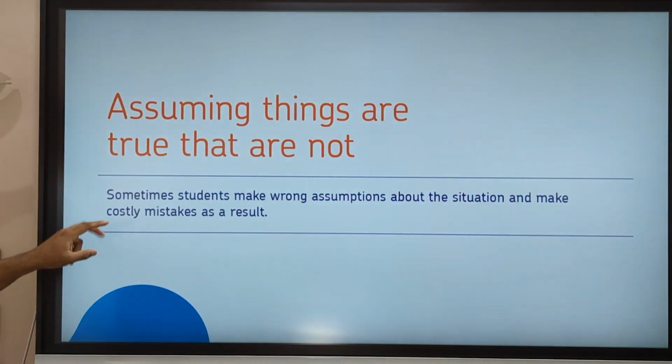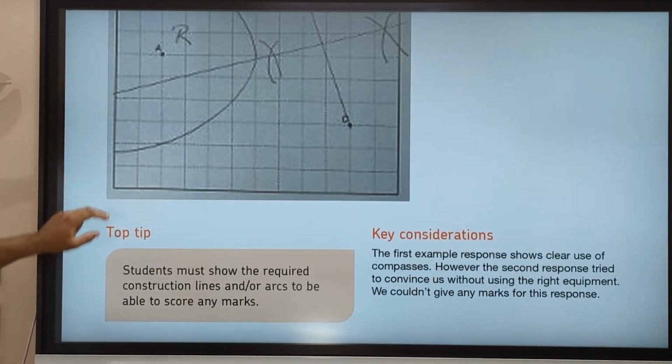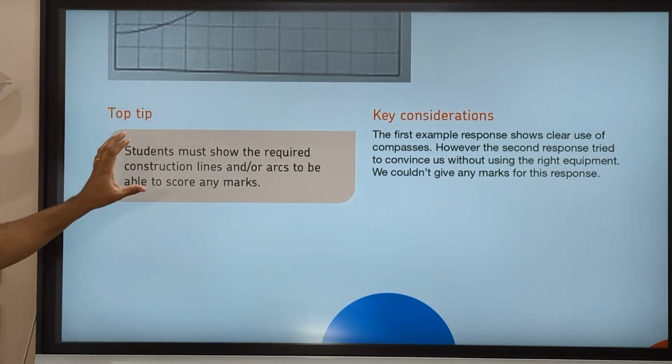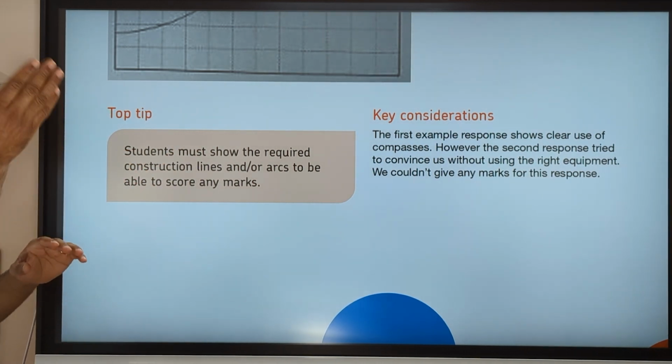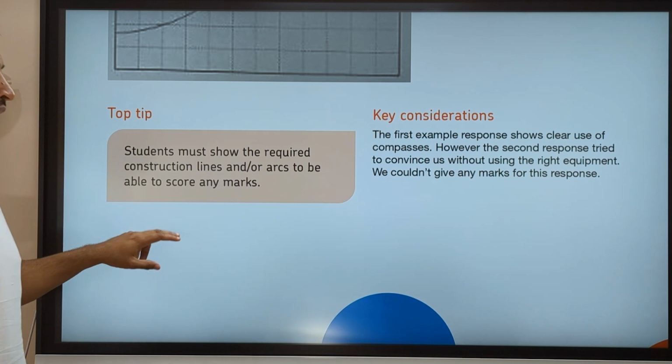So please use the compass and show your construction marks. Those arcs need to be shown. Don't rub them off when you draw the straight lines, or you would lose marks.